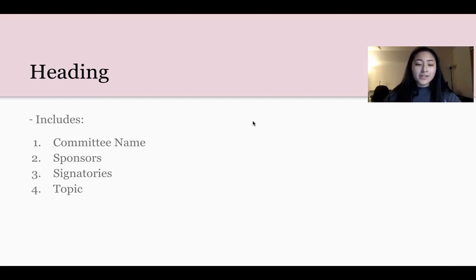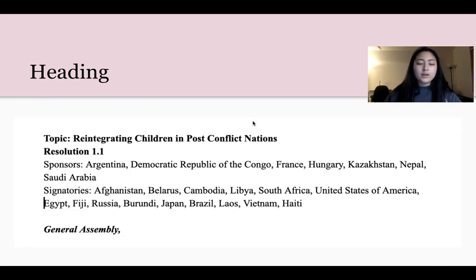And so here I have an example of what a heading would look like. If you look here is the topic, reintegrating children from post-conflict nations. This is also a small title of what the resolution is called. So this is called Resolution 1.1. And if you have noticed, based on the title, this is a resolution, meaning that this did pass. If it did not pass, then it would just still remain as Draft Resolution 1.1. But however, since it did pass and people voted on it, it is now Resolution 1.1.